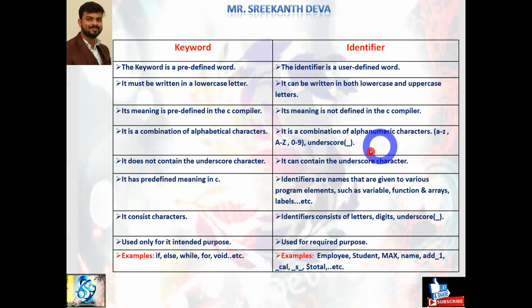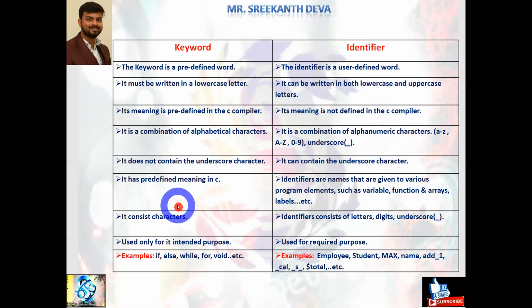Identifiers are a combination of alphanumeric characters, represented by small a to z, capital A to Z, followed by digits 0 to 9, underscore, and also dollar. Keywords do not contain the underscore character up to the C-89 standards. Identifiers can contain the underscore character.